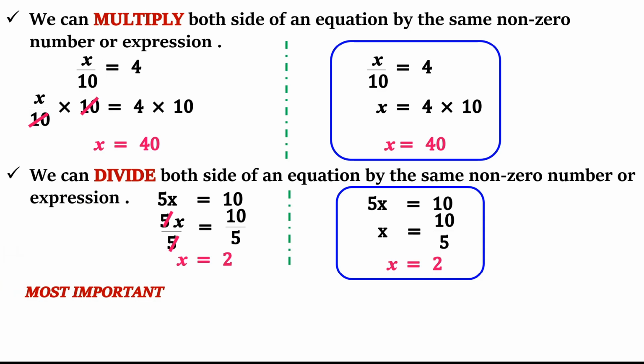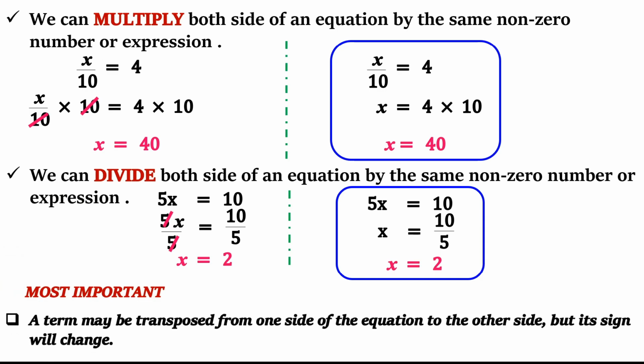The most important point is that a term may be transposed from one side of the equation to the other. As you can see, I have transposed 10 to the other side, I have transposed 5 to the other side, but what you have to remember is that its sign will change. Plus will become minus, minus will become plus, multiply will become divide, and divide will become multiply.